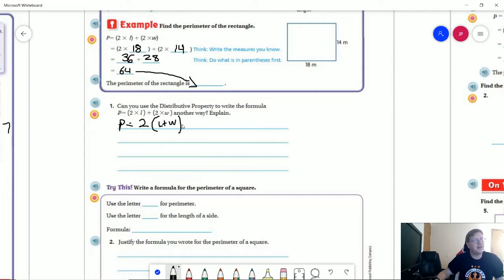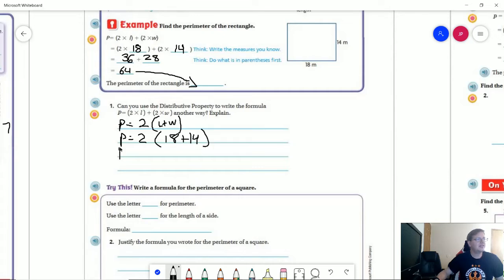The next step of that would be to plug in our numbers. And just to show you that this works, we could take our 18 and our 14 here, add those together. So we can do P is equal to 2 times 18 plus 14.